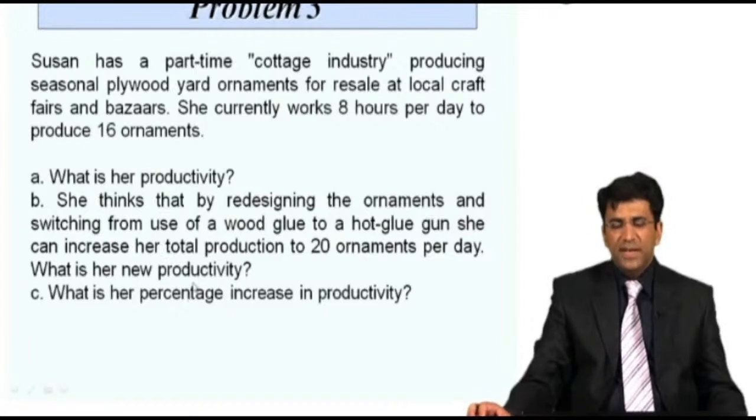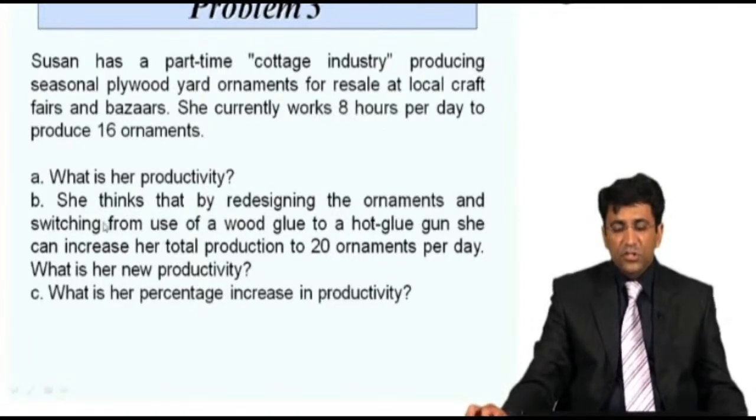This is another example, students. Susan has a part-time cottage industry producing seasonal plywood yard ornaments for resale at local craft fairs and bazaars. She currently works 8 hours per day to produce 16 ornaments. Again students, we have to find out the output. What is the output? 16 ornaments. That's so clear. 8 hours, that is the input again. What will be the productivity? 16 divided by 8, that will be the productivity.